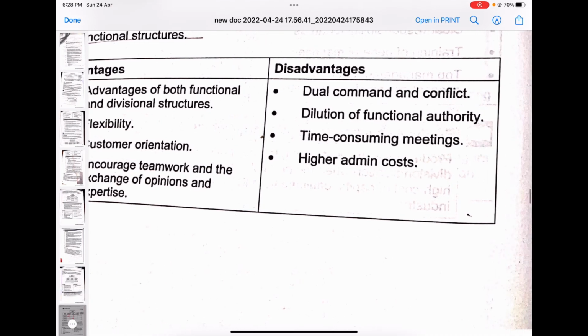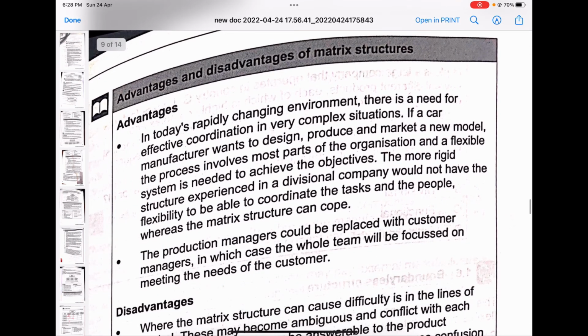What are the disadvantages? Dual command and conflict, very easy. We have to report to two different managers, so obviously there is dual command and conflict. Dilution of functional authority, so obviously there will be dilution of authority. And yeah, the meetings will be very time consuming. Since there are dual managers, the meetings are going to be dual. And then we have higher administration cost. Obviously if there are multiple departments, multiple managers, multiple heads, the administration costs are going to be high. That is matrix structure. The advantages and the disadvantages, you can pause the video and read it down, even though I've explained everything for you.